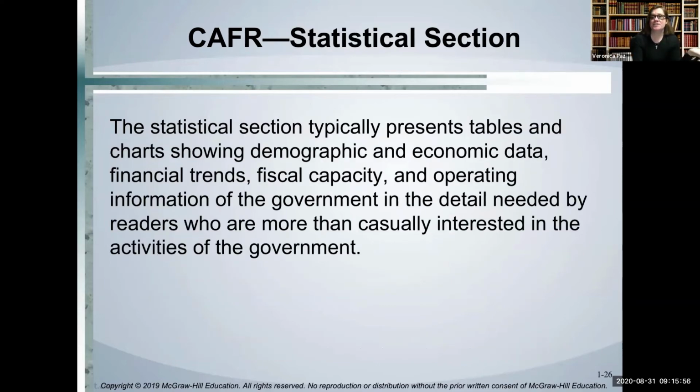And the statistical section, it's my favorite. Okay, this is where you have tables and charts that show the demographics, the economic data, trends, capacity, and operating information of the government, and a lot more detail than most people really care about. But this is where all the data is. So make sure you know that, because you'll see in your study guide, there are several questions around the statistical section. And we'll go over the questions on Wednesday.